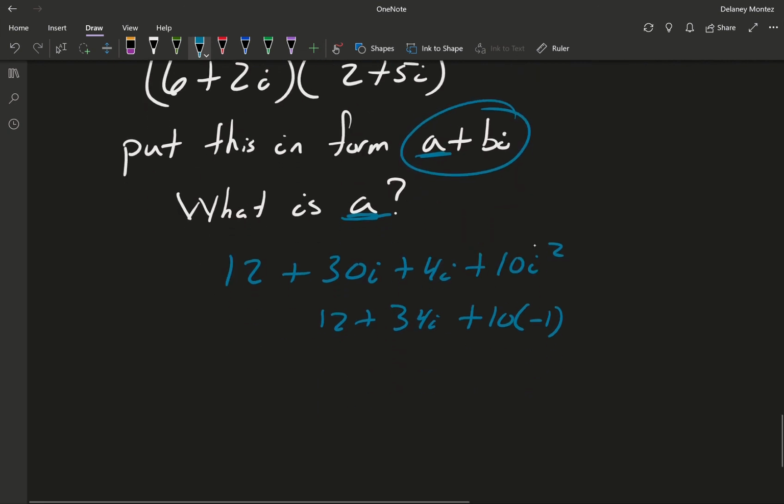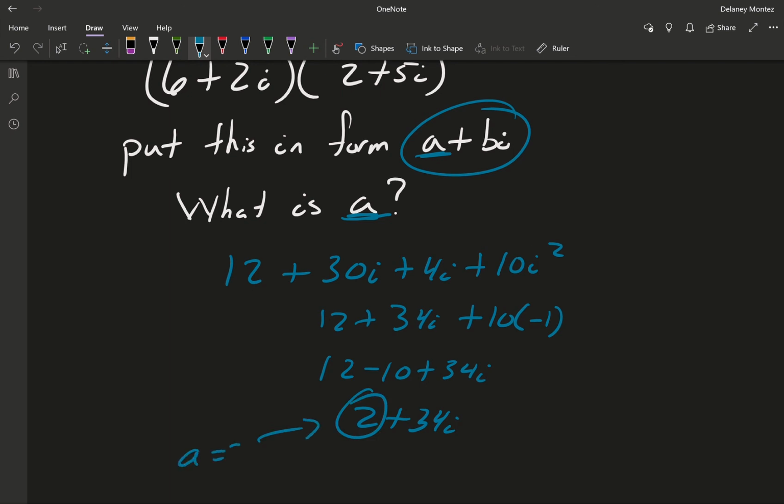So it's going to be 12 plus negative 10, right? Because 10 times negative 1 is negative 10. So 12 minus 10 plus 34i, or 2 plus 34i. So what's the a part? Well, a equals 2. And what's b? Well, b is 34. You wouldn't say b is 34i. b is the real number here. b is going to be just this number, not i.